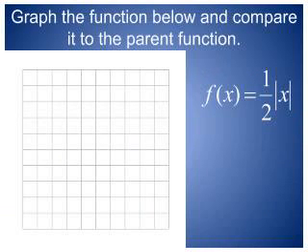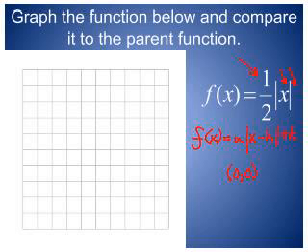Here I have f of x is equal to 1/2 times the absolute value of x. Now I want to graph this function, but before I do that, let's just go ahead and write this down. F of x is equal to a times the absolute value of x minus h plus k. But you can see we don't have an h or a k, so that means the vertex of this new function is going to be at 0, 0. The only thing I need to do is deal with this 1/2.